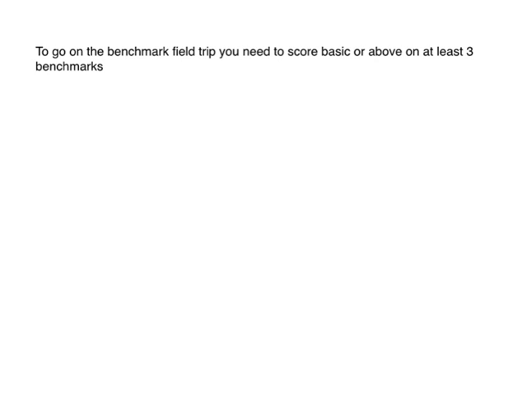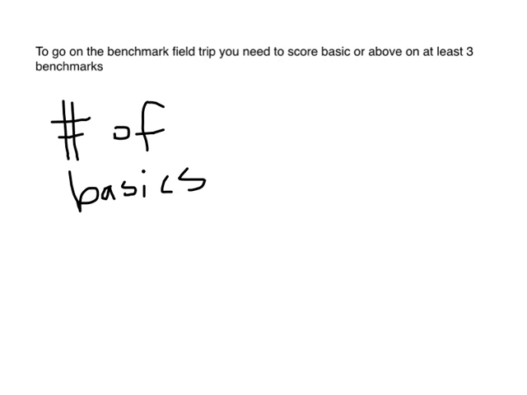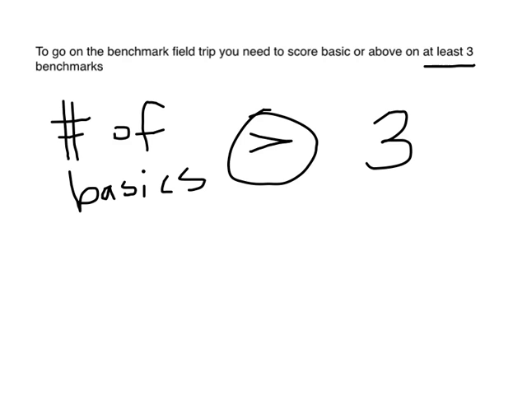To go on the benchmark field trip, you need to score basic or above on at least 3 benchmarks. Well, if I want to turn this one into an inequality, I know we're talking about number of basics. Notice how I'm turning it into words first. And I'm going to compare the number of basics I get to 3. In order to go, I need to get basic or above on at least 3. At least means the smallest number possible that you can get basic or above on is 3. So my number of basics needs to be greater than or equal to 3.